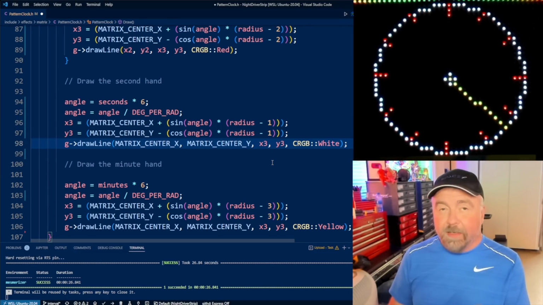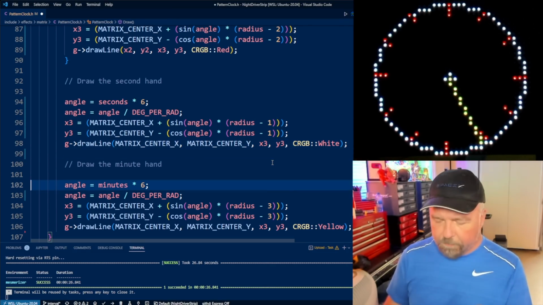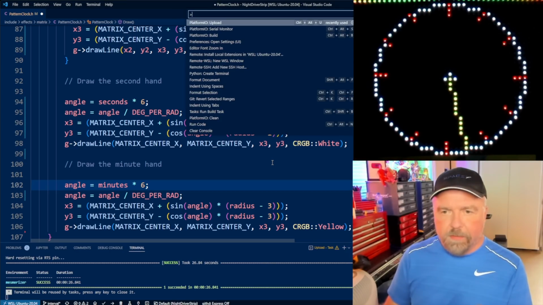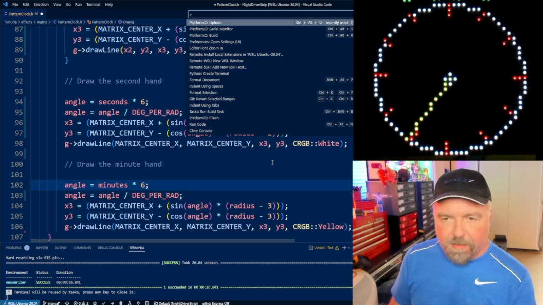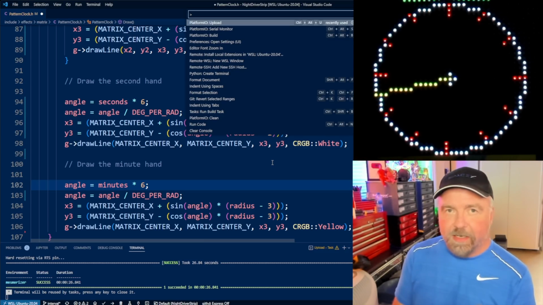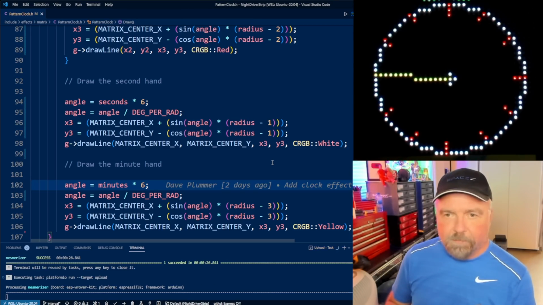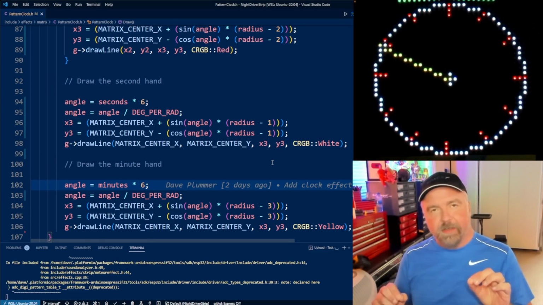I'm going to change the second hand to white, and we'll keep the minute and hour hands yellow. In theory, let me look at it this time so I don't just type in some boneheaded mistake all over again. X3, Y3, matrix center X, matrix center Y, plus minus, sine cos, radius minus 3. And I'm going minus 3 there so that it'll come back just inside of the tick marks, I believe. So it'll extend from the very center dots to just about the tick marks.